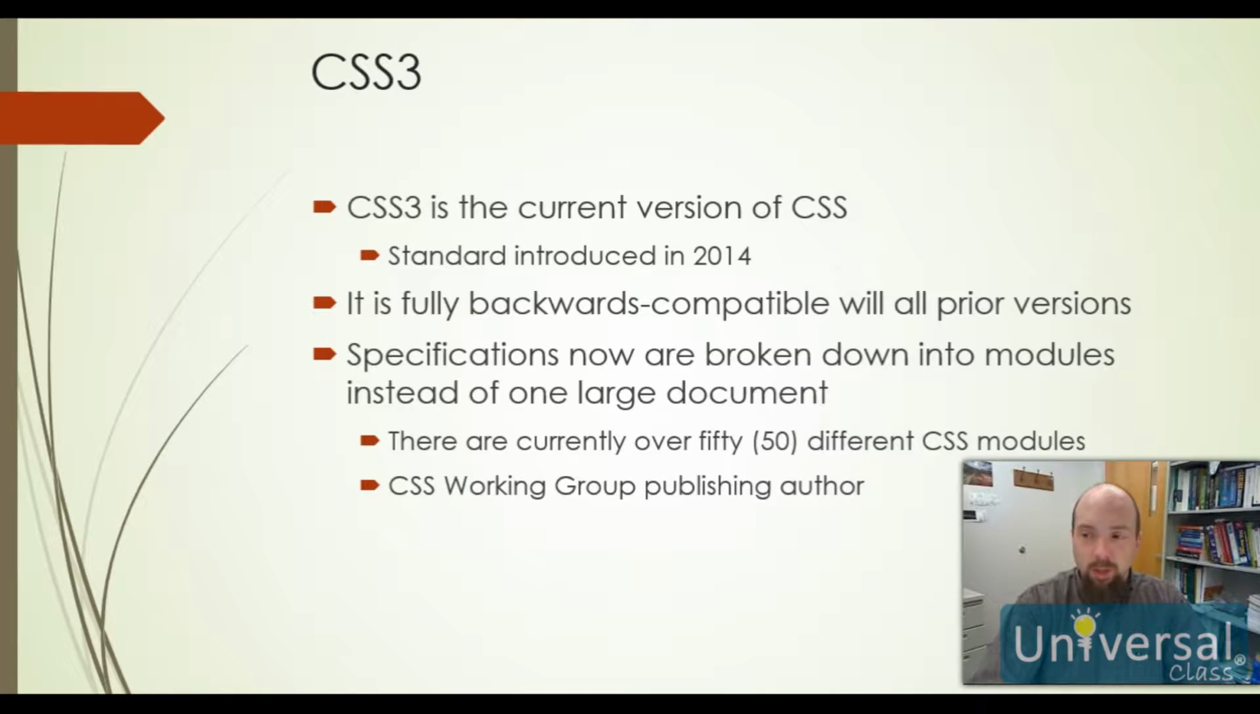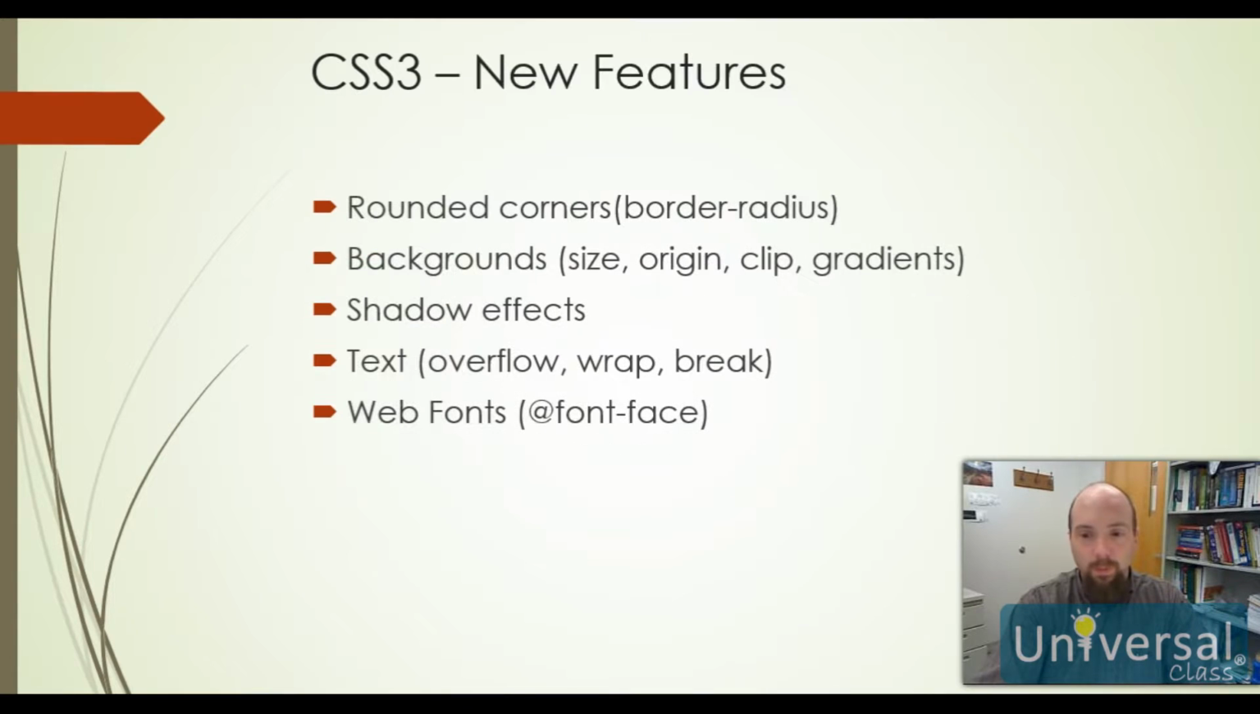One of the things they made a change to is if you ever wanted to look at the CSS standards, they were one great big document with a large amount of requirements and all sorts of information. And what they have done is they've broken those down into what are called working modules. Currently, there are over 50 different modules. The CSS working group is the publishing author.